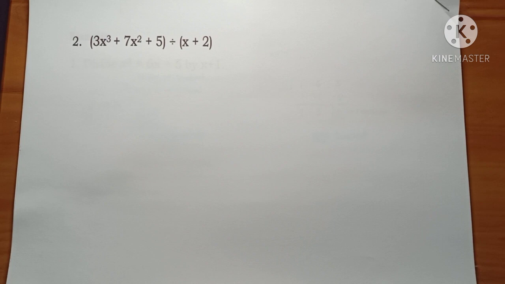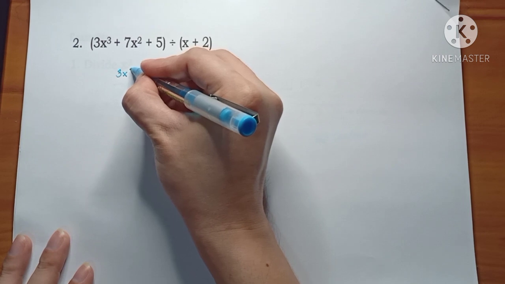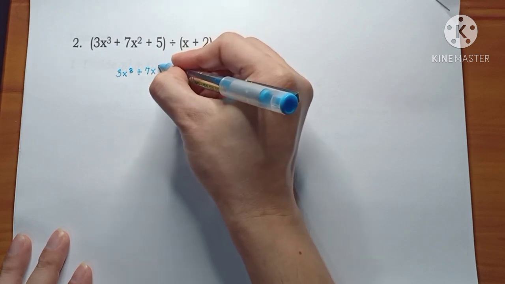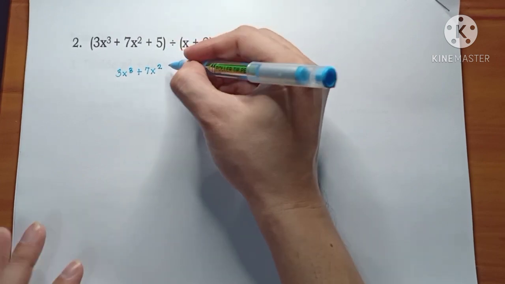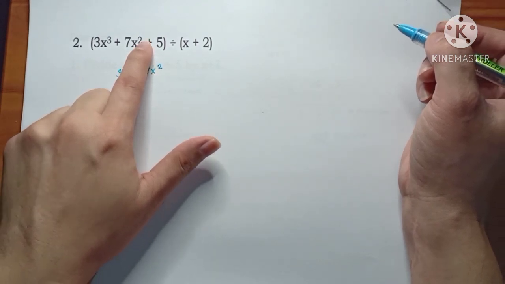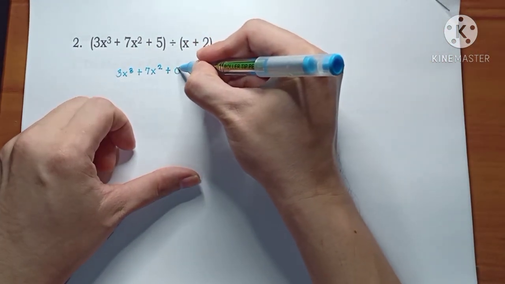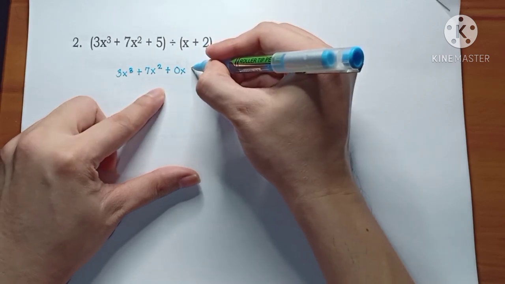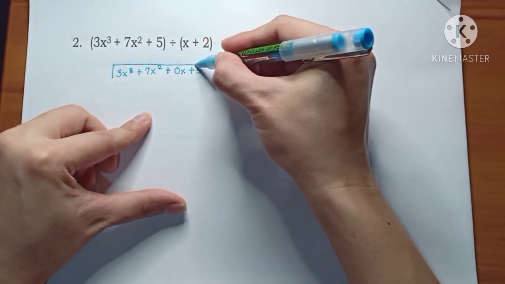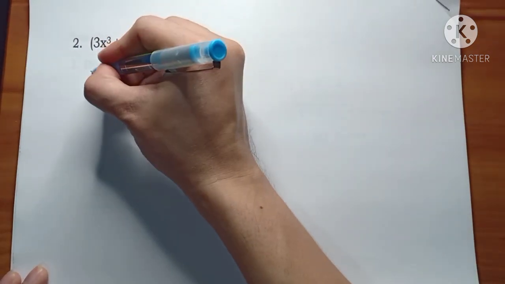So, pag gamitan natin ng long division yan, so we have 3x cubed plus 7x squared. And then, kung mapansin natin, wala siyang x, wala siyang variable na x o literal coefficient na x. So, pwede tayong magsulat ng plus 0x and then the constant 5 para hindi tayo malito. Okay? Now, ano ang ating divisor? So, x plus 2.